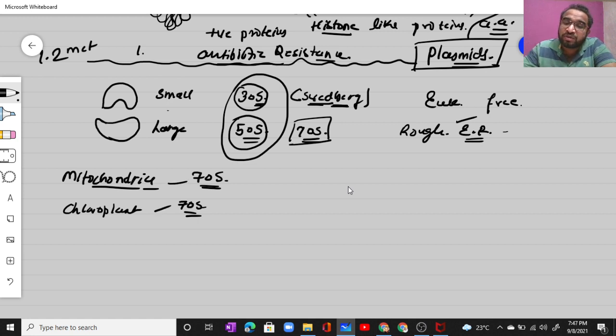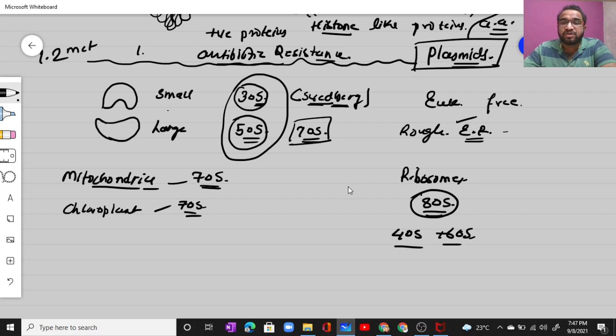But when we talk about eukaryotic ribosomes, they are 80S. They are made up of two components, 40S and 60S, and together they make up 80S. So this is about the eukaryotic ribosomes which are present in the cytoplasm, and they might be present on the surface of the endoplasmic reticulum, which is called the rough endoplasmic reticulum.